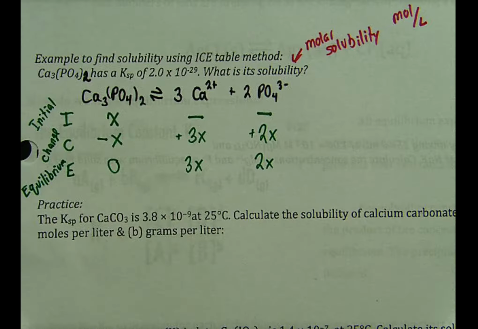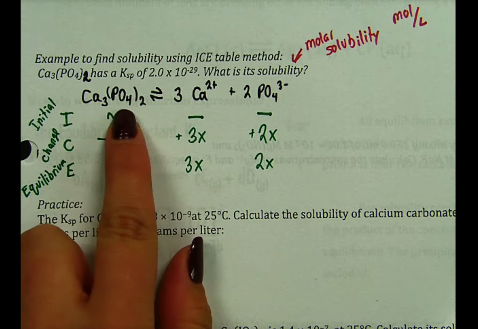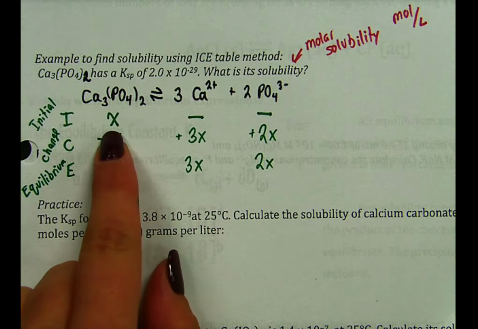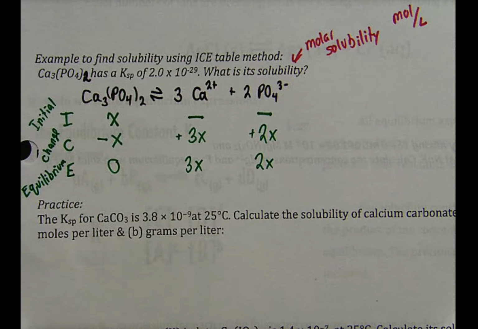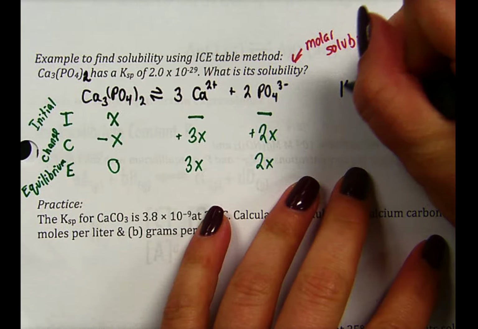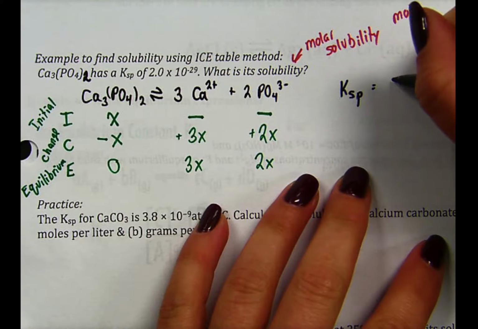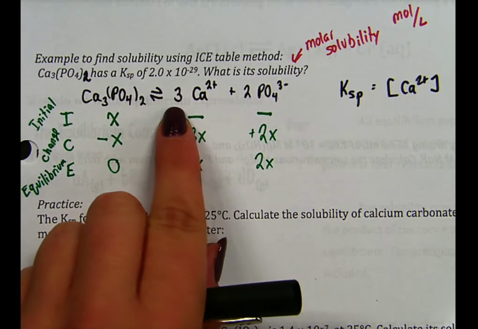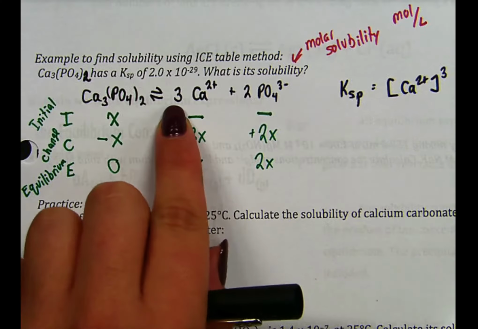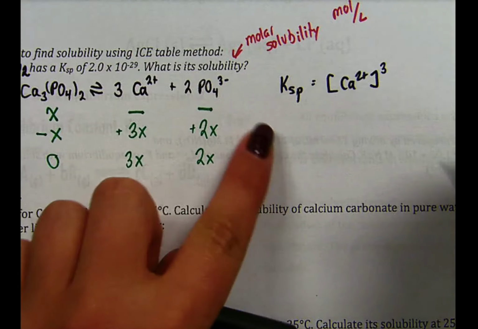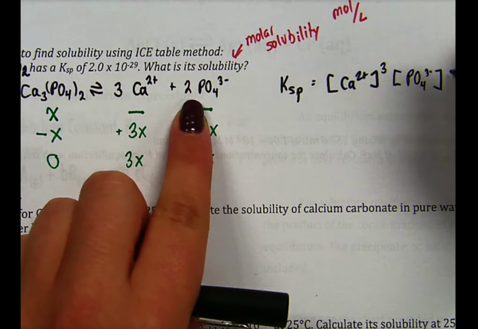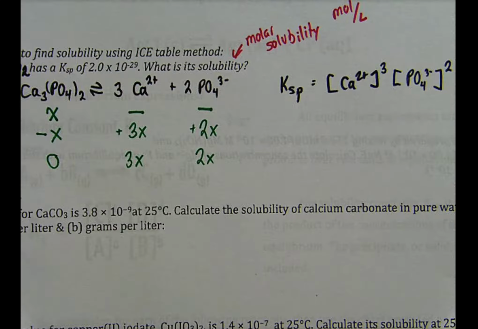So we're going to use this to figure out what the concentration of the calcium phosphate is that dissolves. We're going to use it to find that X. So we need to write our equilibrium expression. Ksp equals the concentration of calcium 2 plus ions. Because there's a 3 there, it gets raised to the 3rd power, times the concentration of our phosphate ions raised to the 2nd power.